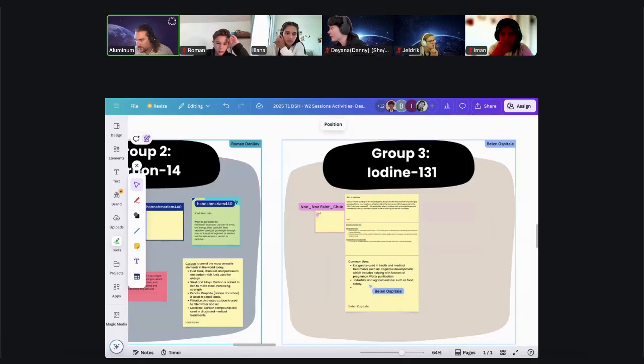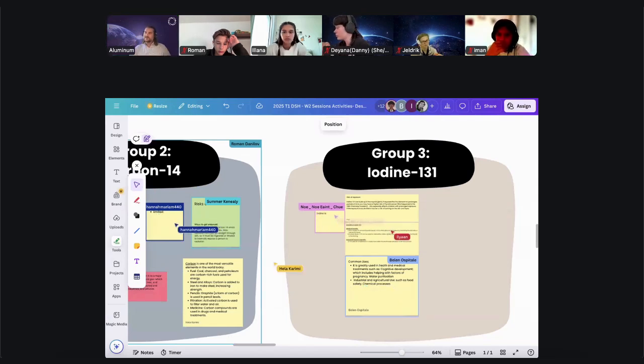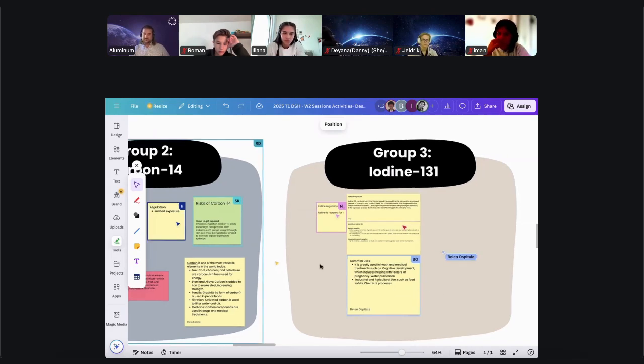Group 3, can you share one of your benefits of iodine, please? One of the medical benefits of I-131 is after surgery to remove thyroid cancer. So it's often given to eliminate any remaining thyroid cells or cancerous tissue left in the body after the surgery.